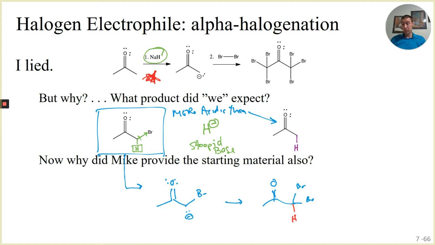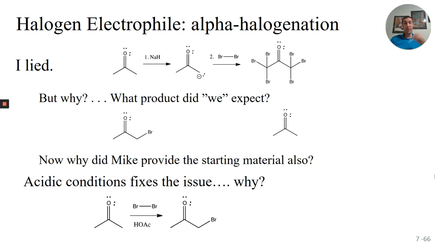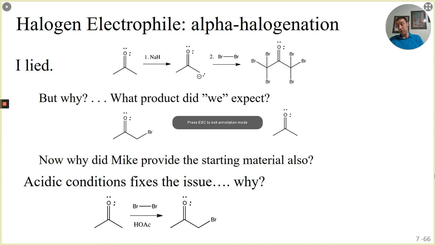So what ends up happening under basic conditions is that any alpha hydrogen gets replaced, right? And so we have to be cognizant of that when we pick these halogenation reactions. The acid conditions, though, actually fix this problem, and we don't get multiple substitutions. Of course, the question then becomes, why? That's a challenging one. So what we should do is first address the chemistry going on with this.